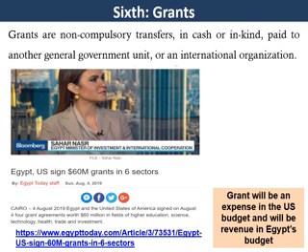Now, concerning the sixth type of economic classification of government expenditure, which is grants. Grants could be defined as non-compulsory or optional transfers in the form of cash or in kind, and these funds are paid to another government or another international organization.